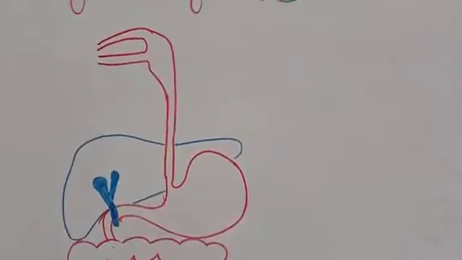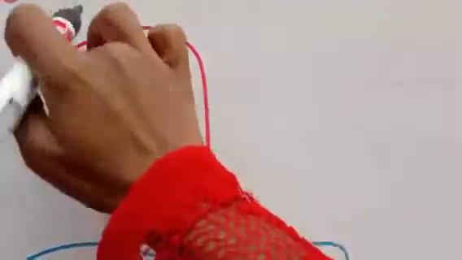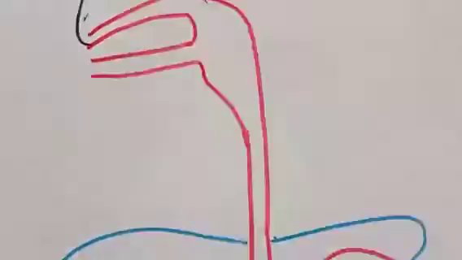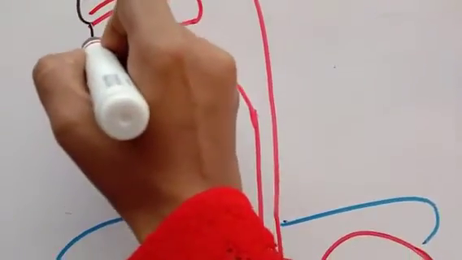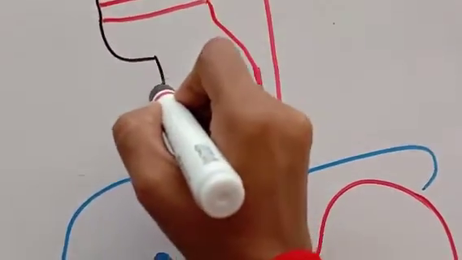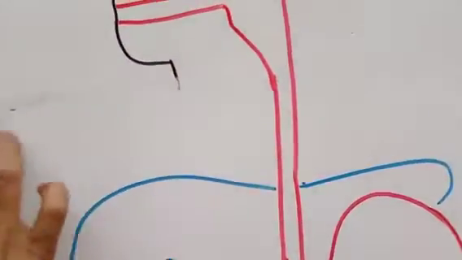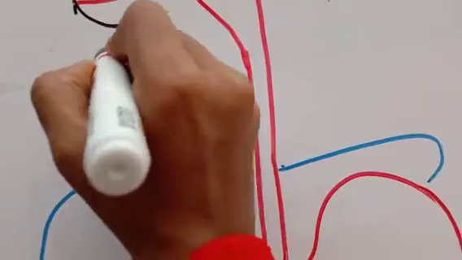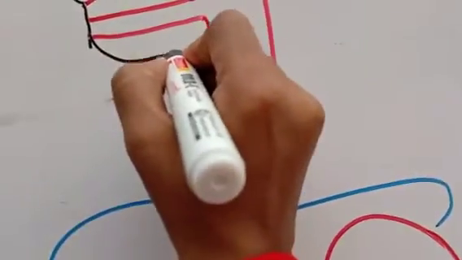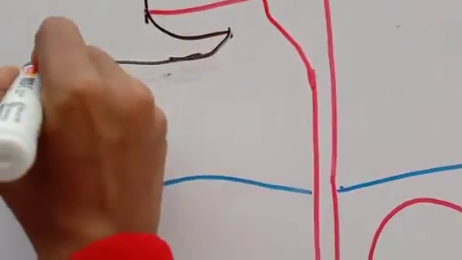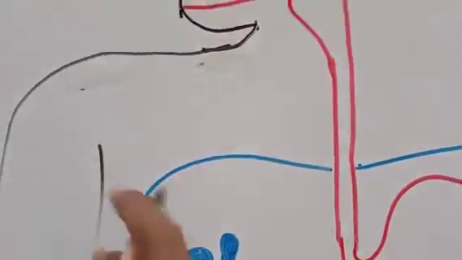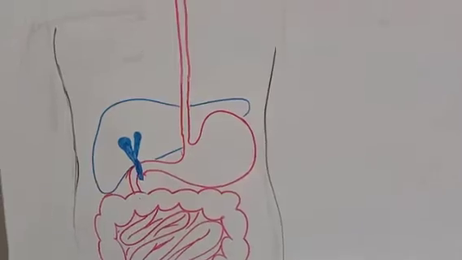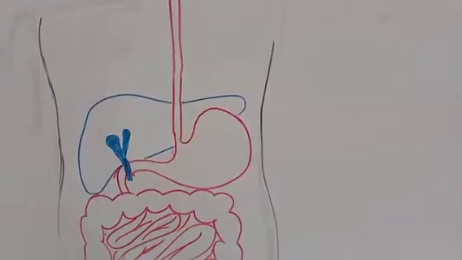Got it? Then draw the outer part. Like this. Nose, mouth. Okay. This is the stomach part. Got it? Fine. Now just label the diagram.